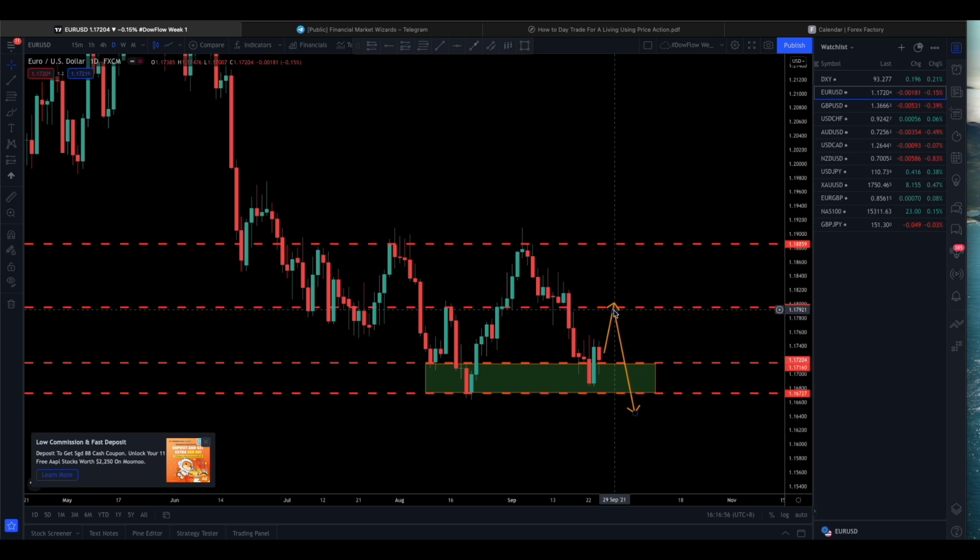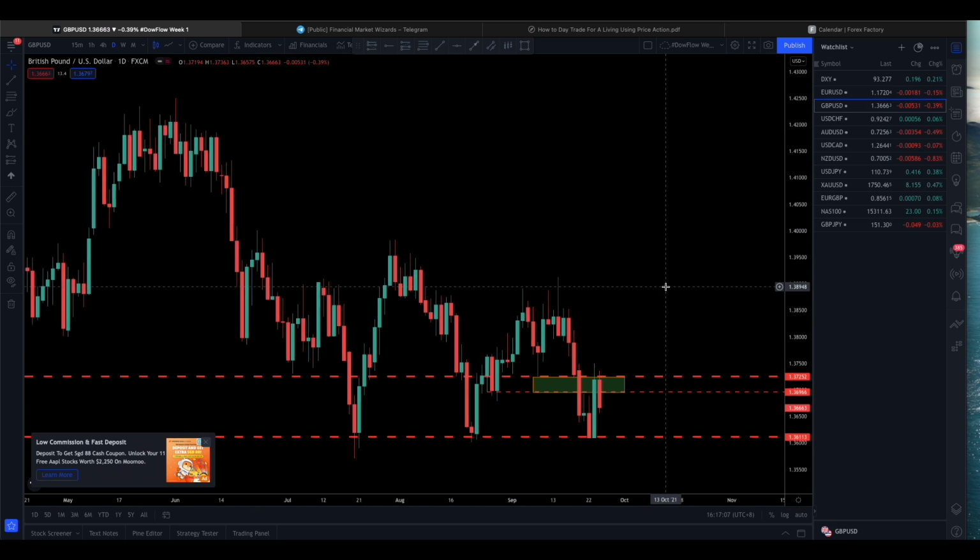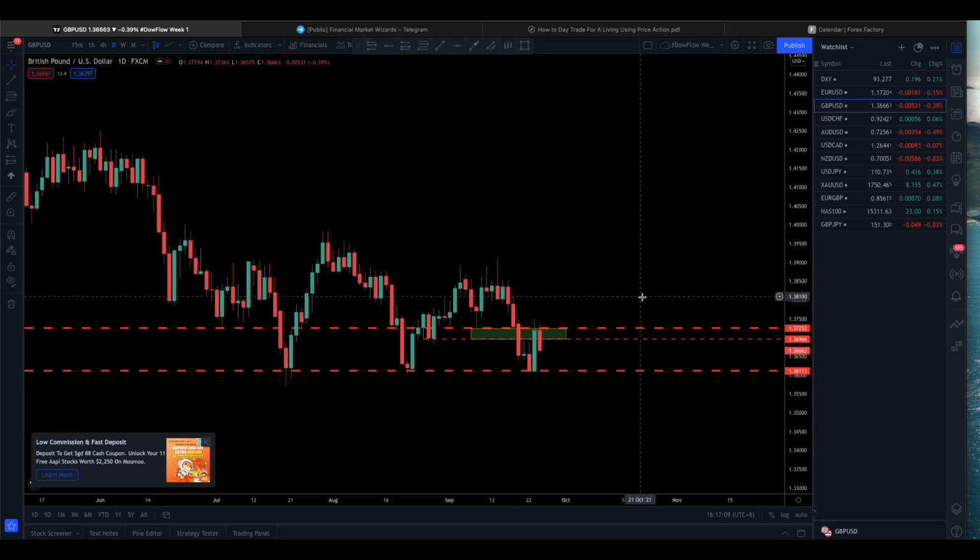It may not happen immediately, but this is the higher probability setup compared to buying right here at support. Bearish buyers, take note of this level and the fact that price is at support right now. Now moving on to pound dollar.